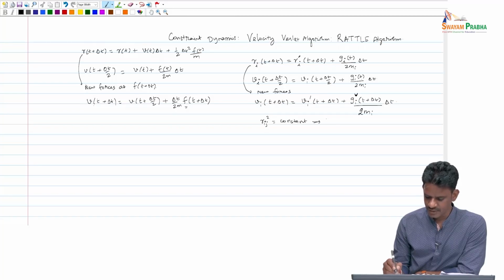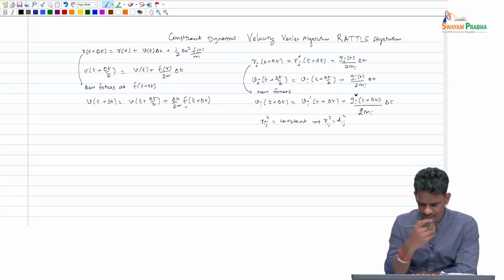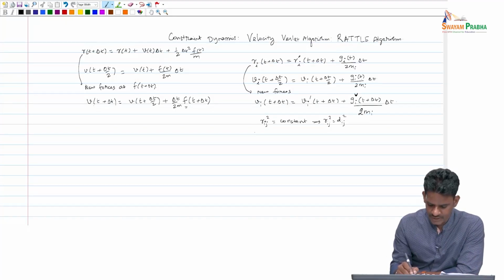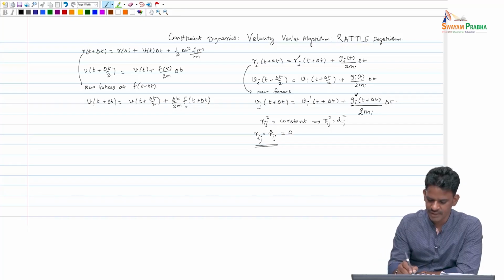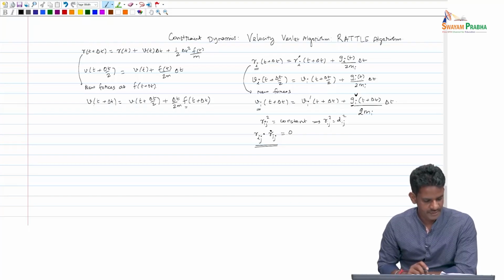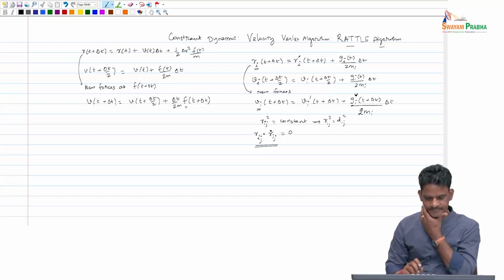This is the constraint that we want to maintain, because all these Rij squared should be equal to Dij squared for all the pairs 1-2, 2-3 and 3-1. Now if you take a derivative of this, you can show that Rij dot Rij dot should be equal to 0, and we use this set of constraints to obtain the Lagrangian multipliers. So we get a new set of Lagrangian multipliers, substitute them here and get new velocities. So both new positions and new velocities are accordingly updated. This particular algorithm, as I said before, is called the RATTLE algorithm.